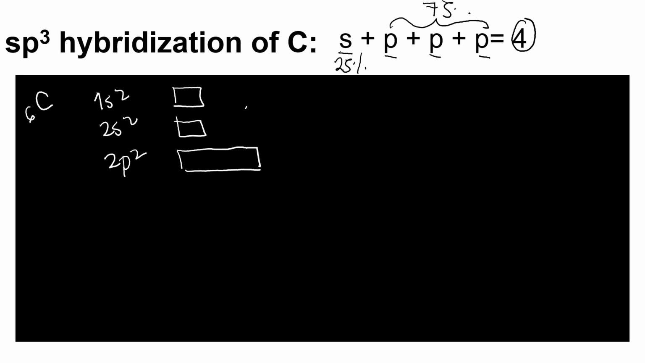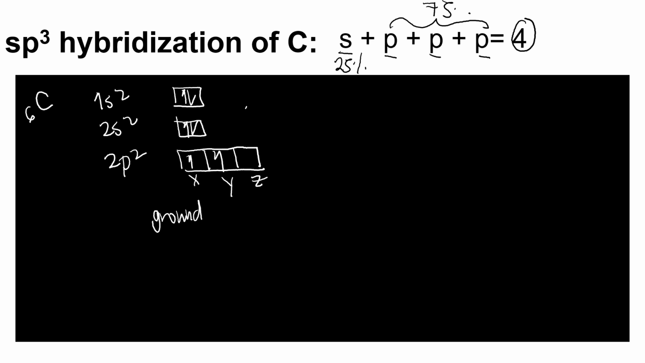This is 6 carbon. In ground state, we have 1s2, 2s2, and 2p2. So it will look like this for the x, y, and z. So this is 1, 2, 3, 4, 5, 6. So this is when your carbon atom is in ground state.